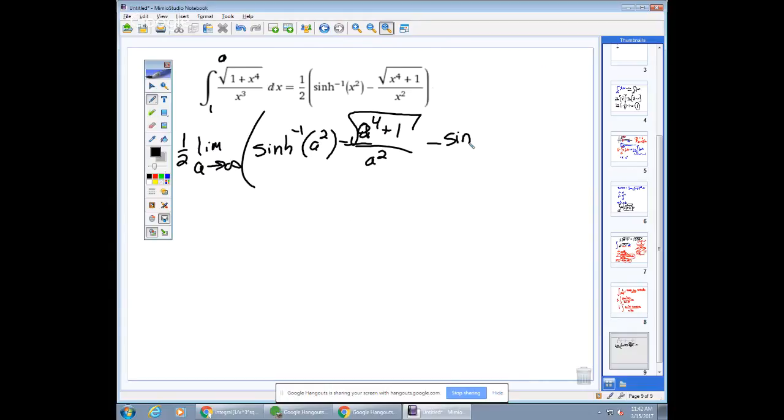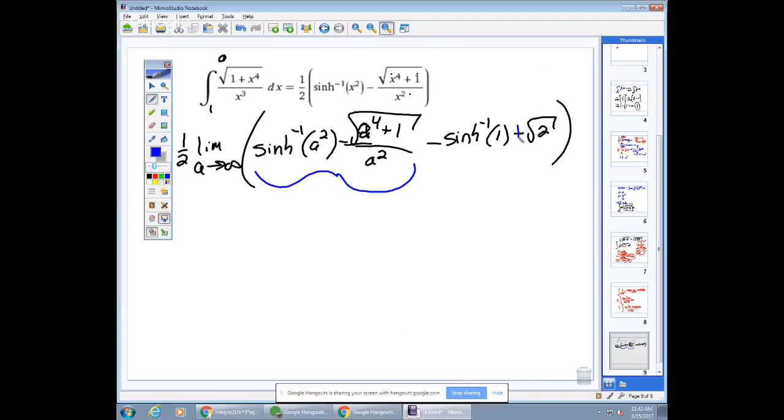Let's see, inverse sinh of 1 squared, which is 1, minus, what's that going to give us? The square root of 2, when I plug in 1 here, minus the square root of 2. So we have to figure out what happens to this guy right here as a goes to infinity. So what's that? It'd be a plus the square root of 2. Thank you. Sign error. Yep, plus the square root of 2.